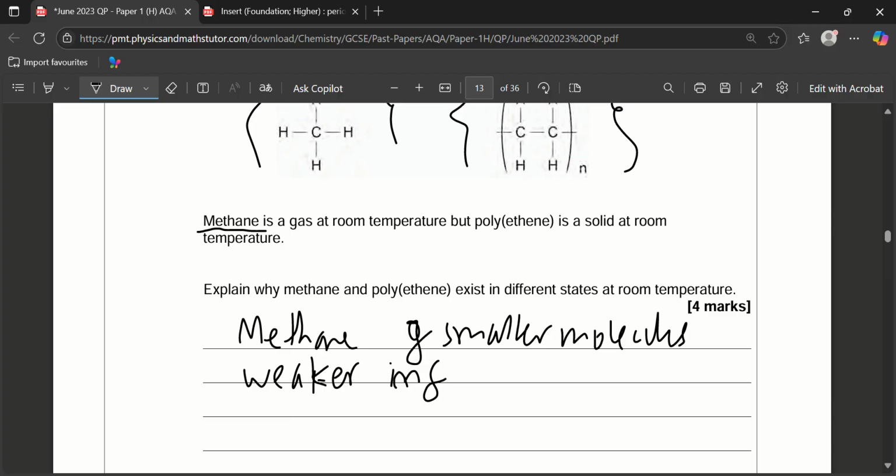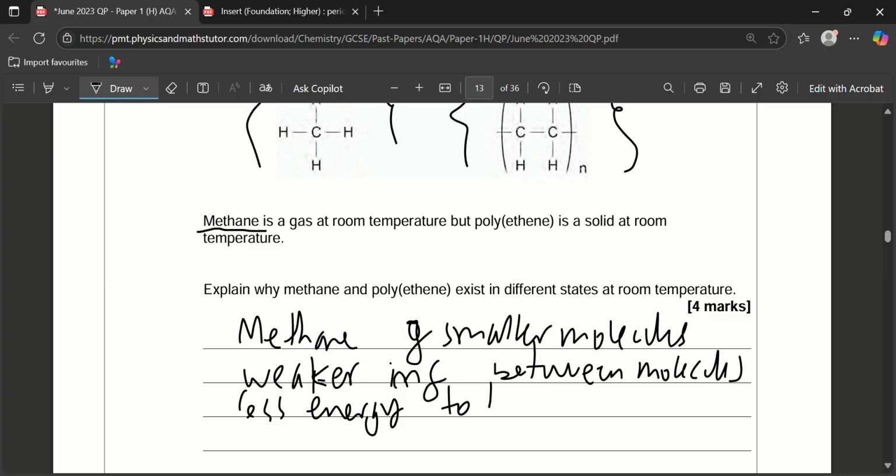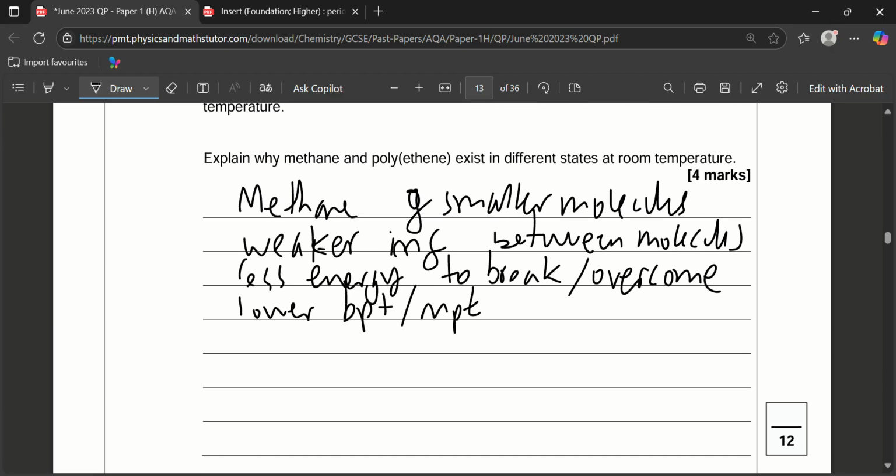I'm going to just call the IMF for intermolecular forces, but in the exam you should refer to it fully. Weaker intermolecular forces between molecules, and therefore they'll need less energy to break, and so methane will have a lower boiling point or melting point than polyethylene. To break or overcome, I guess you can use something along those lines. And lower BPT or MPT, boiling point / melting point.